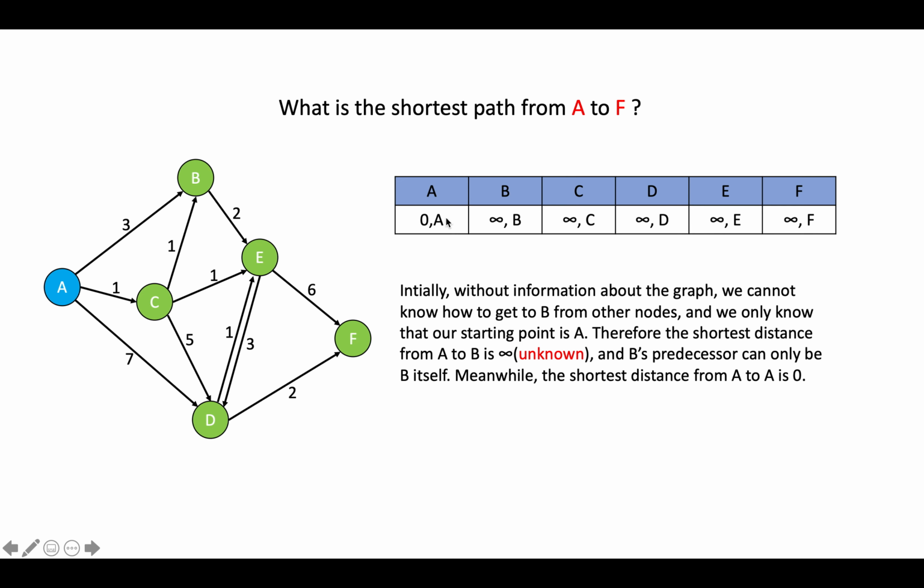And the second element here is the predecessor. In this case, we get from node A to node A via node A. Currently we do not know the information about this graph, so it is a convention that the initial predecessor of each node is the node itself. So for node B, the predecessor is B, and for node C, the predecessor is C, and so on and so forth.